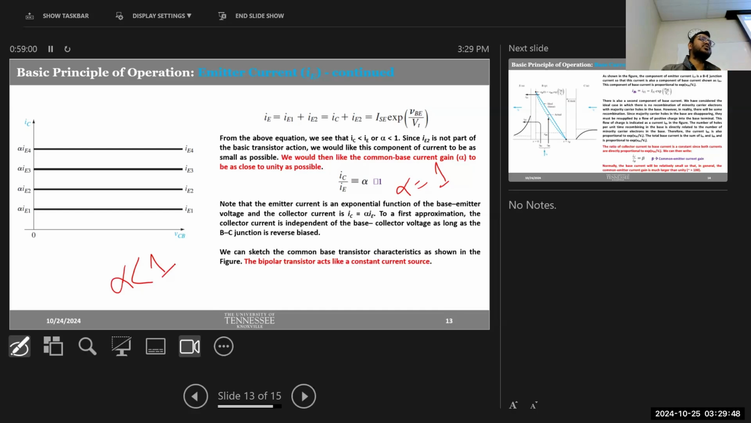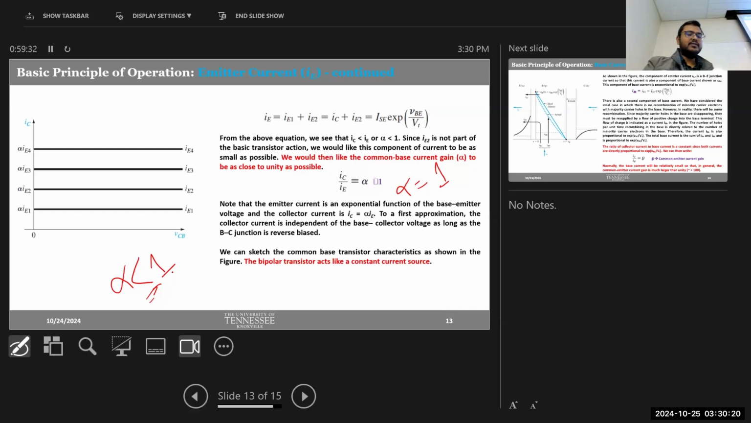Because that's what we want to do. That's why we make the width of the base smaller, so that most of the electrons can go to the collector, right? So you know that everything makes sense. If you make the width much smaller than the diffusion length, then you can make sure most of the electrons will go to the collector. You will have a comparable amount of collector current to the emitter current. Then you will have a value of alpha very close to 1, right? So that's actually our goal.